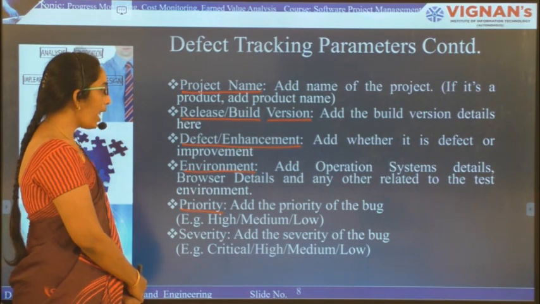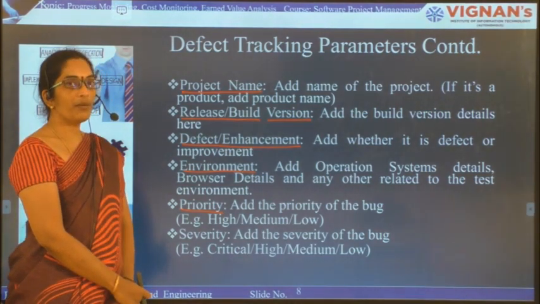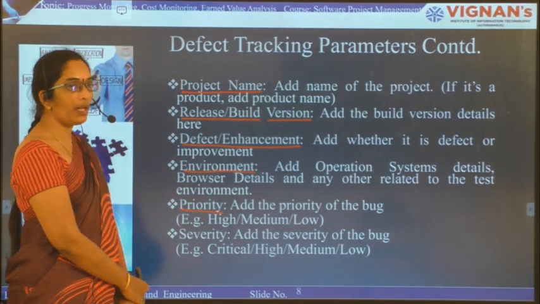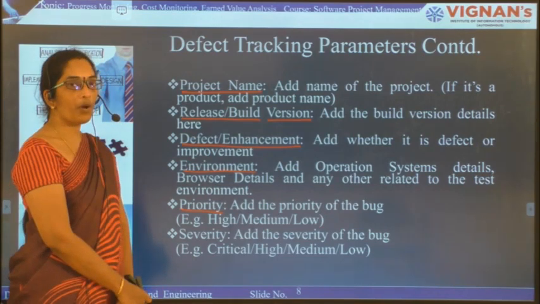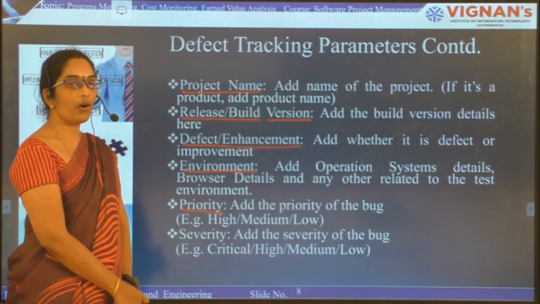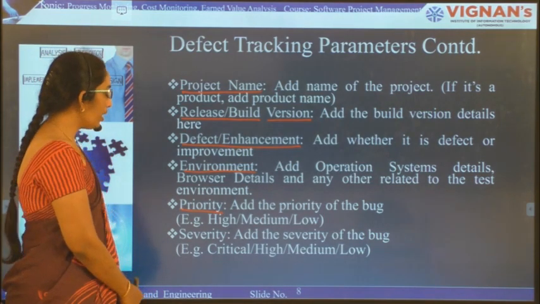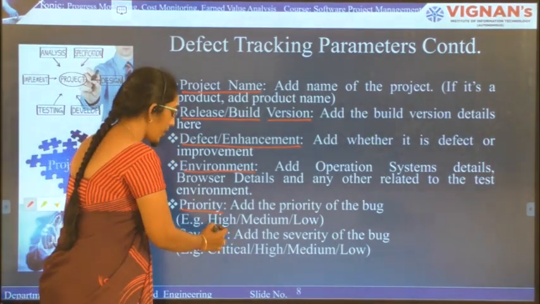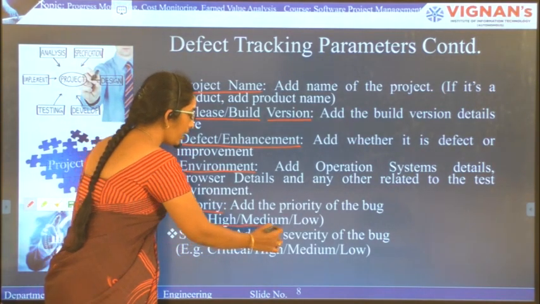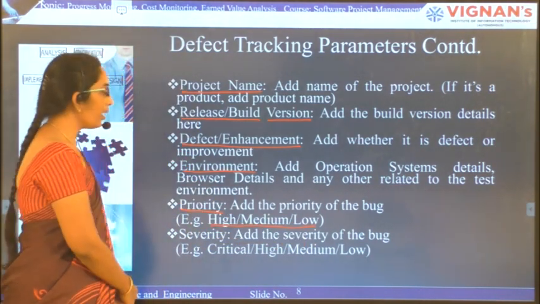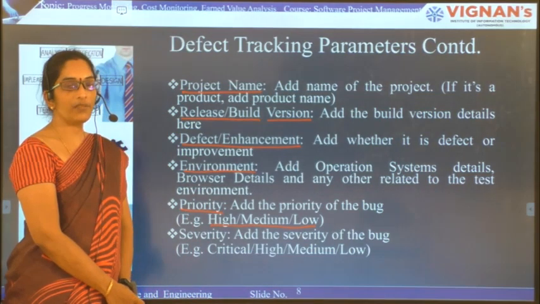So the next and important parameter in defect tracking is priority. So we have to add the priority of the bug by specifying a high priority defect, or medium priority defect, or low priority defect. So here we can assign the priority of the defect, and we have to specify that in the priority field of the defect parameter.